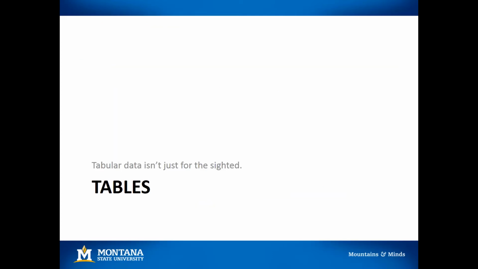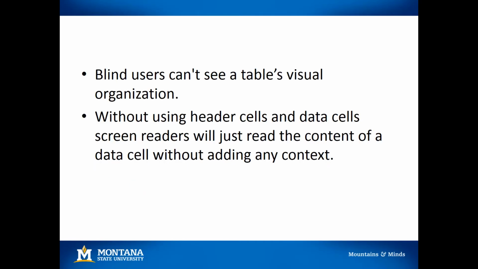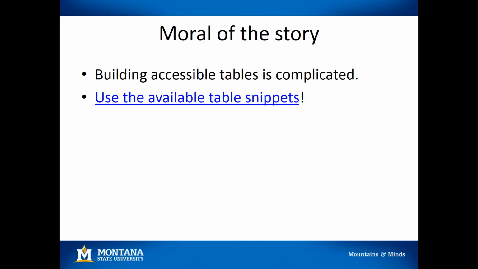We're set. Tables. Tabular data is not just for the sighted. Blind users cannot see a table's visual organization, and without using header cells and data cells, screen readers will just read the content of a data cell without adding any context. If this is sounding terribly complicated, it is. Building accessible tables is complicated, but we have a table snippet or two available for use. You can look through montana.edu/web/CMS. There's a help documentation link that will take you right over to table snippets, or you can download this presentation and click on this link.